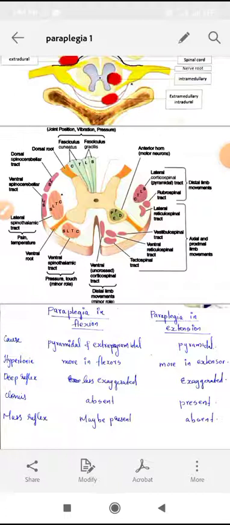This paraplegia in flexion and extension we will study in more detail, while coming to the clinical features, in the next section of this class. So now I will conclude. Thank you.